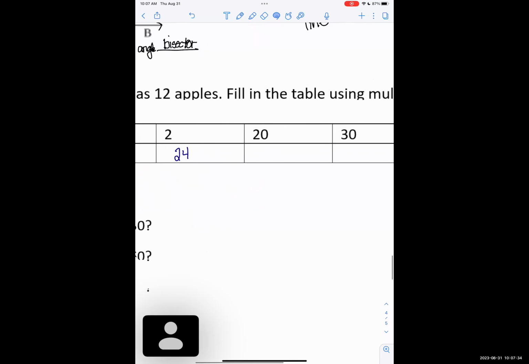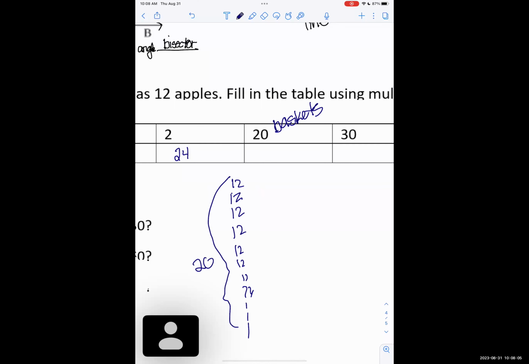Okay, how about 20? 20 baskets. All right. Now, we could either take 12 plus 12, we could either take 20 of those, or I could do 20 times 12.